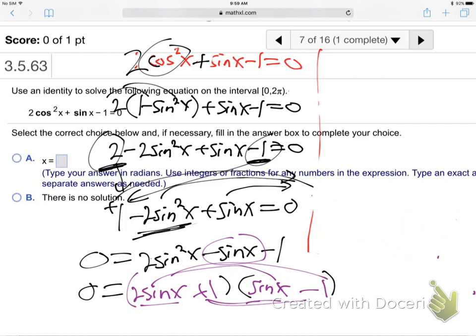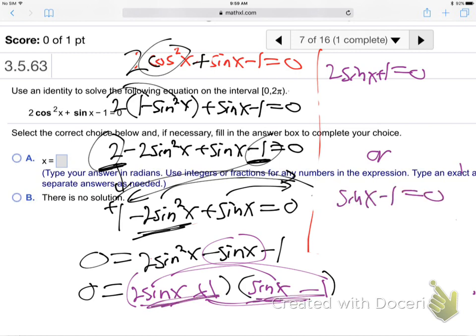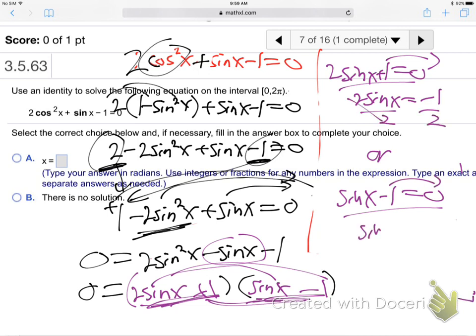Okay, so, and now you know it from here, right? Now the first one, 2 sine x plus 1 equals 0, right? Or the other one, sine x minus 1. You set each part equal to 0, then jump it over. 2 sine is negative 1 divided by 2. Sine is negative a half. Move it over. Sine is positive 1. And then do the unit circle. I'm going to move on.